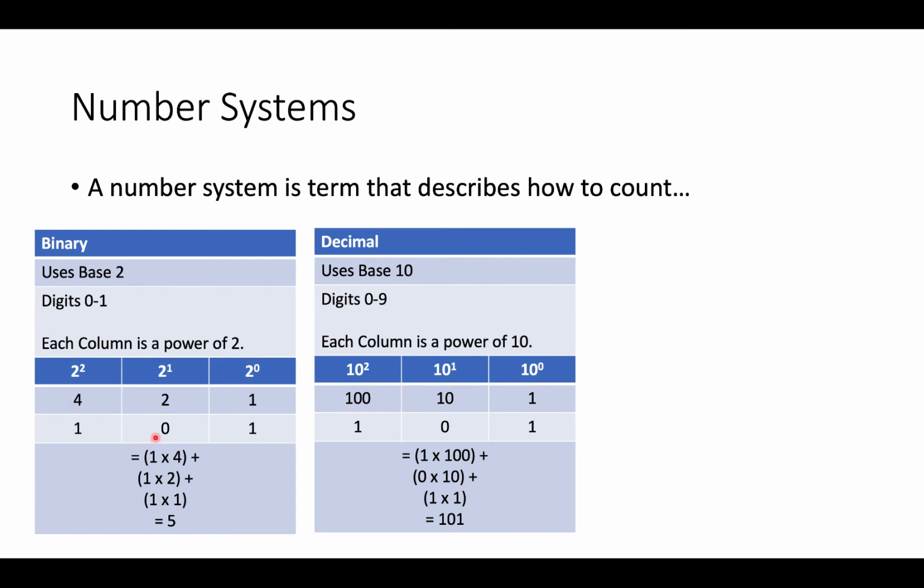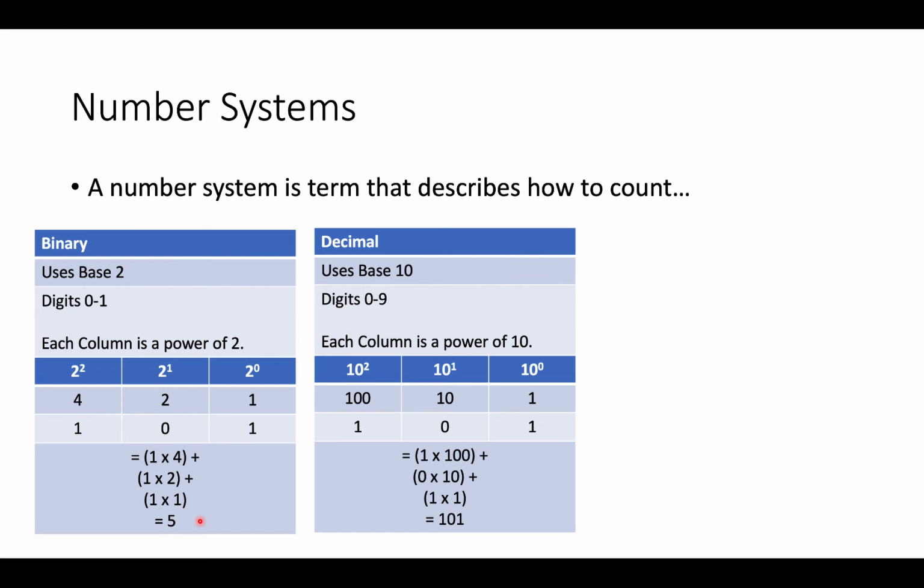So when I write 101 in binary, what I'm saying is give me 1 lot of 4 plus 0 lots of 2 plus 1 lot of 1. So 101 in binary is the same as 5 in decimal. Okay, that again, we've done this.